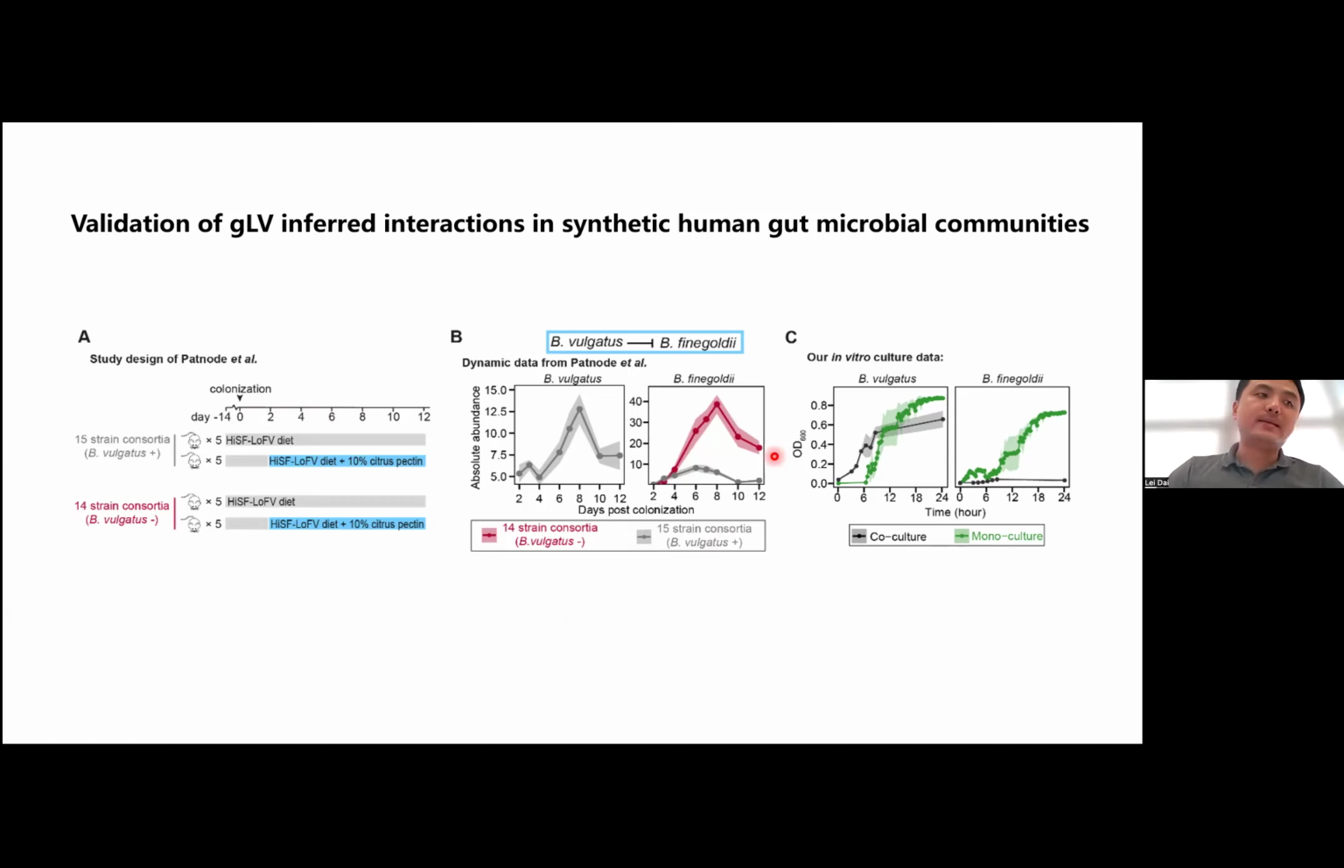So we actually isolated these two bacterial species from the healthy human gut, and we did in vitro co-culture. What we see is that in monoculture, this strain grew very well, but in co-culture, it was completely inhibited by the other strain. Okay, so that's a key validation, right?